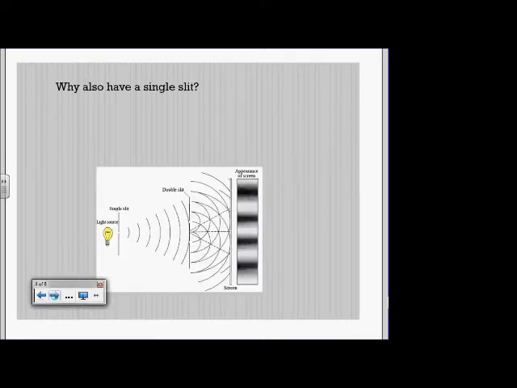Okay, the other question that we want to ask is, why do we need to have this single slit here? Here's our double slit. This is the part that's producing the whole interference type thing. So why do we need a single slit in the first place? Now, this is something that's only necessary with certain types of light sources. One of the things that we have discussed is the need for the light source to be coherent.